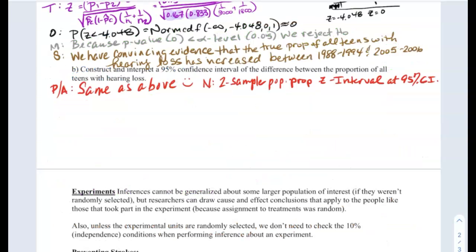All right, so remember for confidence interval that we're going to follow the letters for PANIC. So the nice thing is the parameter has not changed between the two groups, nor have the assumptions and conditions. So I get to say that I already stated those and checked those above. So we go straight to the N of PANIC, which is a 2-sample population proportion Z interval at 95% confidence. All right, so the next thing I still have to do is I and then C.